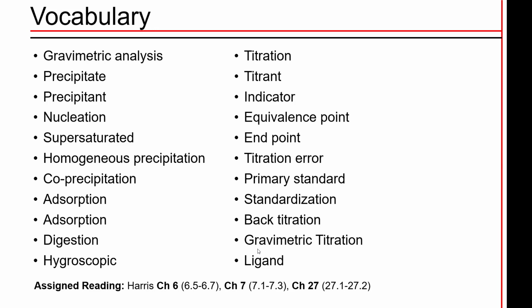Vocabulary-wise, we're going to be reintroducing you to a number of terms that you probably heard in Gen Chem for the first time when we talk about gravimetric analysis and titration. So for today, I want you guys to start getting to grips again with, make sure you have a good working definition for gravimetric analysis, be able to differentiate precipitate from precipitant. We'll talk about the process of crystal growth, where nucleation, supersaturated, homogeneous precipitation, co-precipitation, etc.